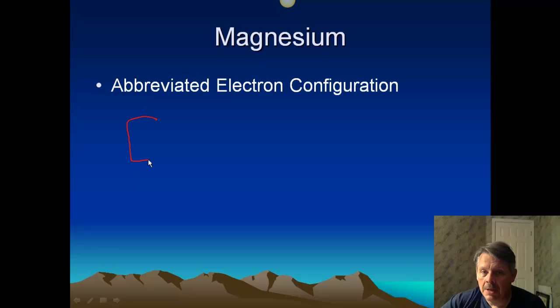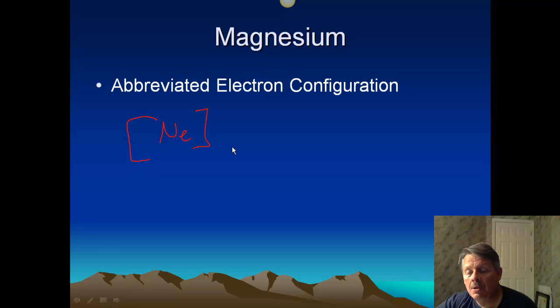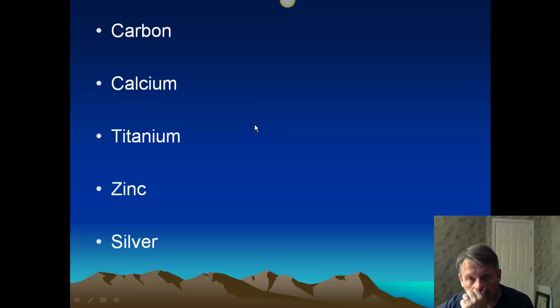Alright, magnesium. The last noble gas before me was neon, and then I count down and I see that I am in my 3s level, and I need 2 electrons. So that's it. Alright, pause the video, see if you can do all these, and then come back. And I'll do them. Remember, you're doing abbreviated electron configurations.